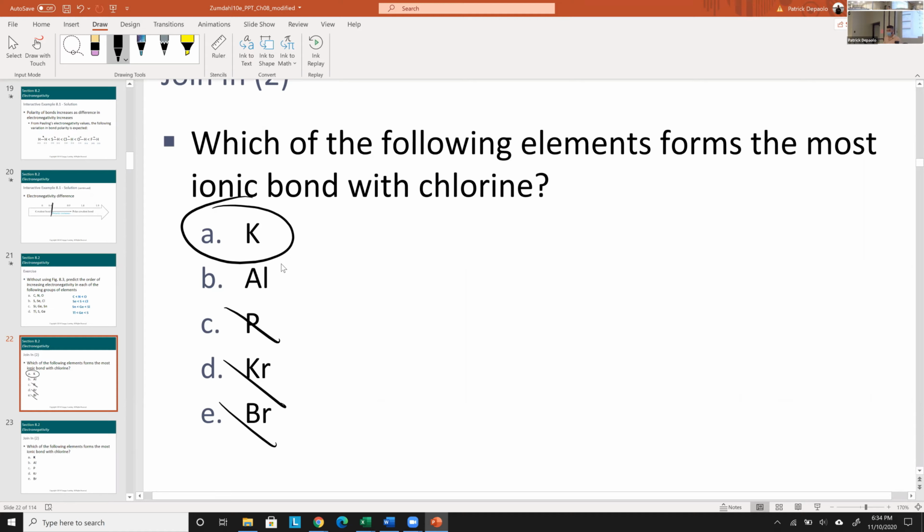Which of the following forms the most ionic bond with chlorine? So it's going to be a battle between potassium metal and aluminum metal. In that case, potassium is more electronegative.